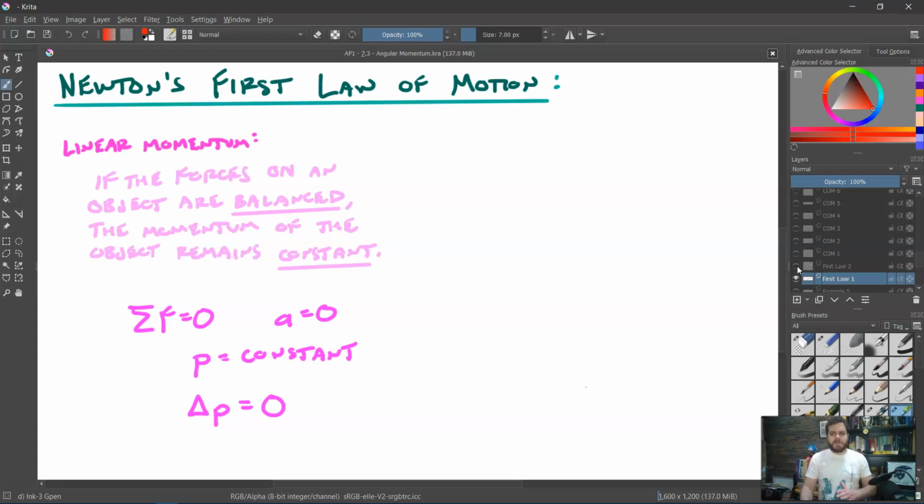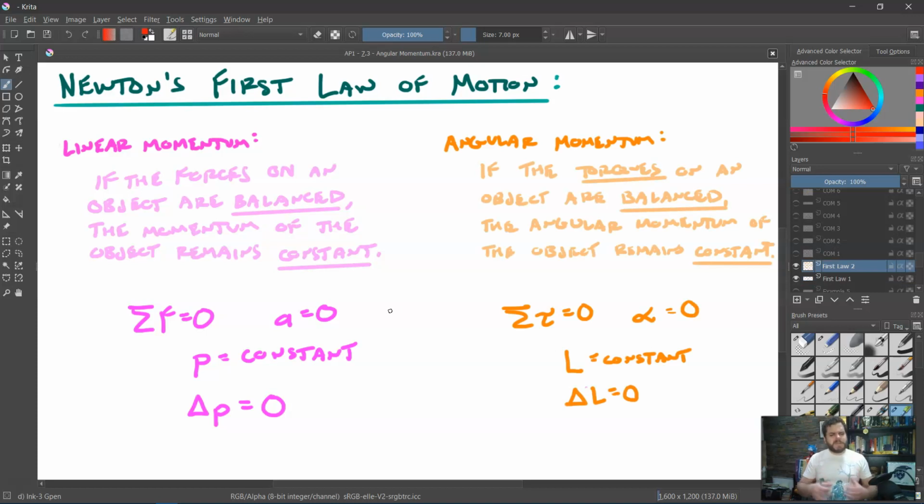The angular version of this looks very similar, but instead of having the forces on an object balanced, we're going to have the torques on an object balanced. If those torques are balanced, we're going to have no angular acceleration. If we have no angular acceleration, there's no change in angular velocity, so the angular momentum will be constant. The change in angular momentum will in fact be zero.